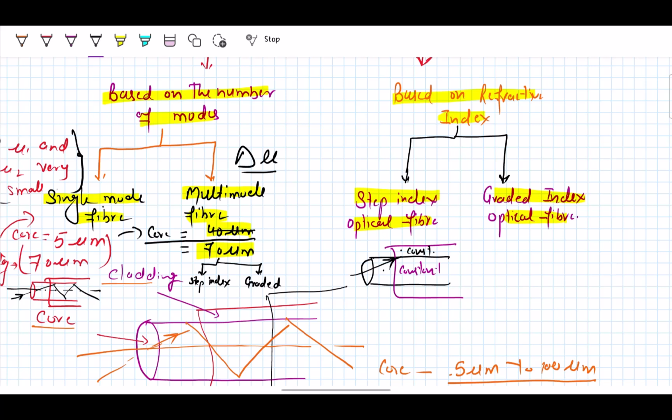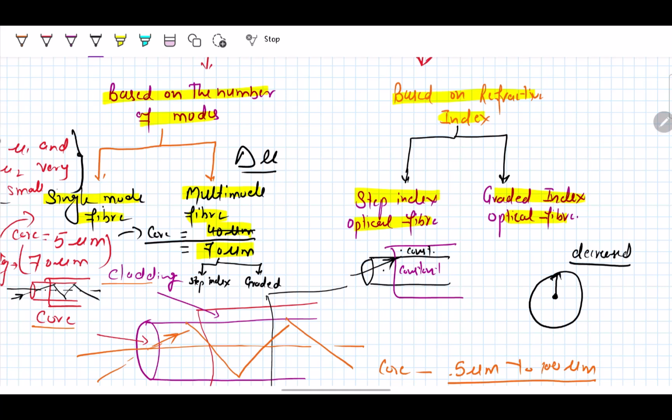And in case of graded index optical fibers, these are such kind of fiber in which the core has a non-uniform refractive index. Let's say I'm going to draw a core, and this is the center of the core. So when light is traveling from the center of this core towards the surface of this core, the refractive index is not constant. The refractive index is getting decreased.